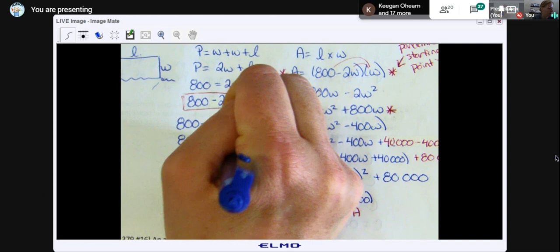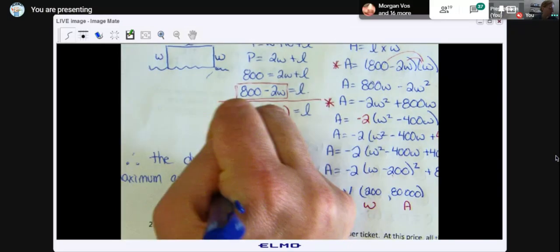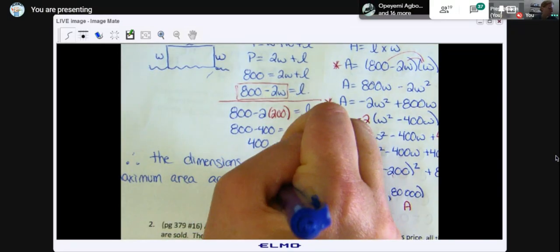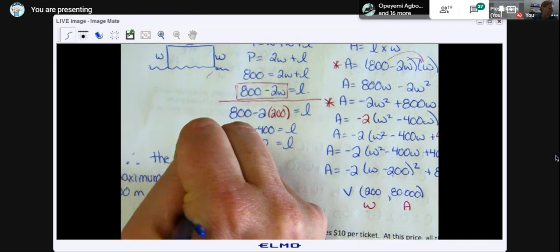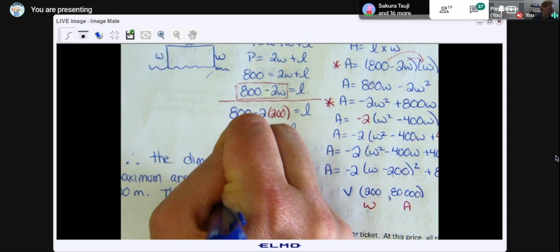The dimensions for maximum area are 400 meters by 200 meters. The maximum area is 80,000 meters squared. Watch your unit. Remember that area gets a meter squared.